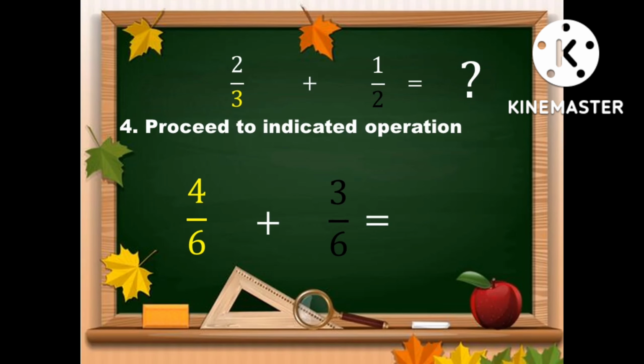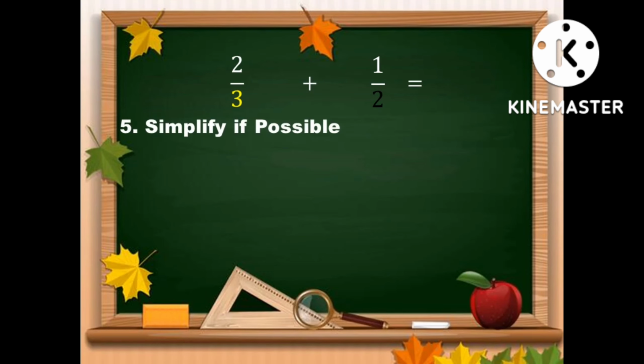Alright, it is 7/6. Remember, in adding similar fractions, we just add the numerators and copy the denominator. So we have now 7/6. Lastly, we proceed with simplify if possible. Do you think 7/6 can be simplified? Yes, because 7/6 is what you call an improper fraction.